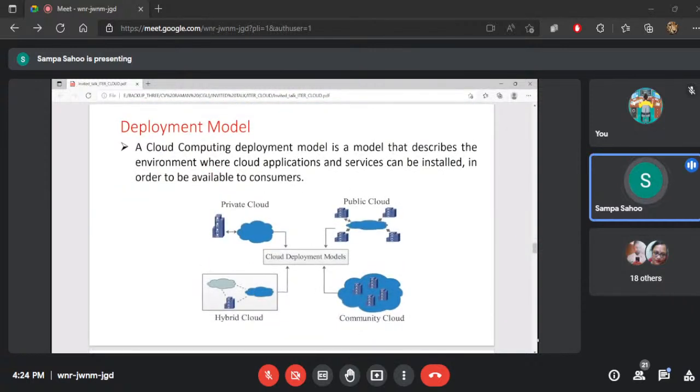So next comes the deployment model. Deployment model means how the cloud servers or the infrastructure will be deployed for running a particular application. There are four types of cloud deployment models. One is private cloud, another one is public cloud, hybrid cloud, community cloud.